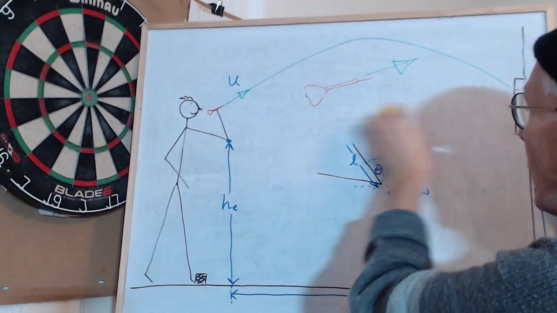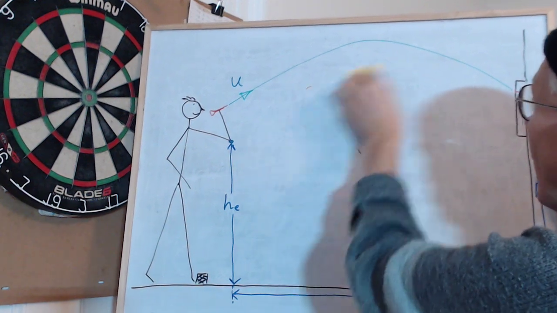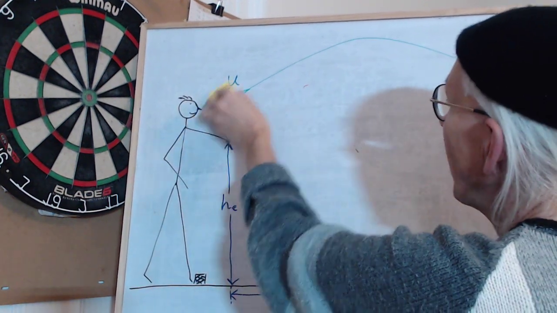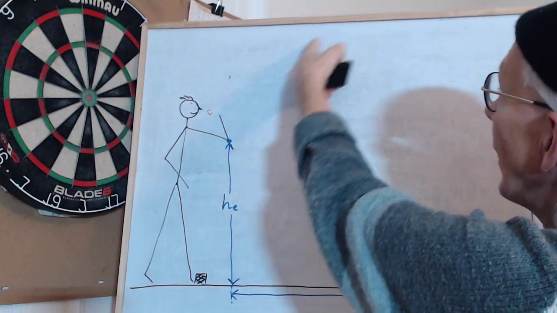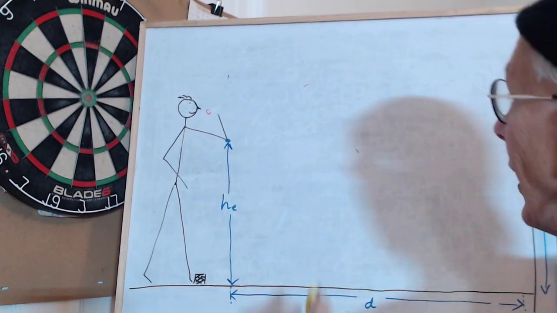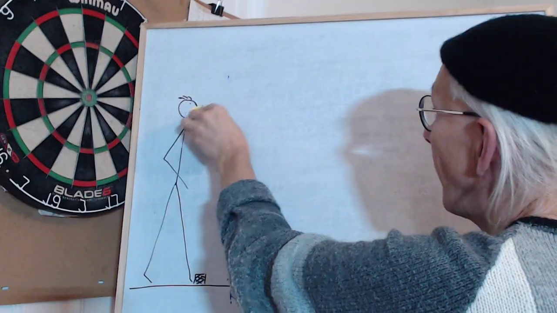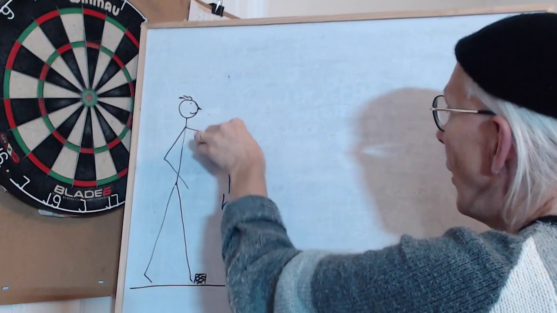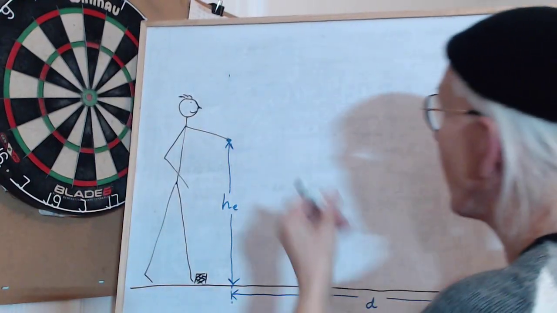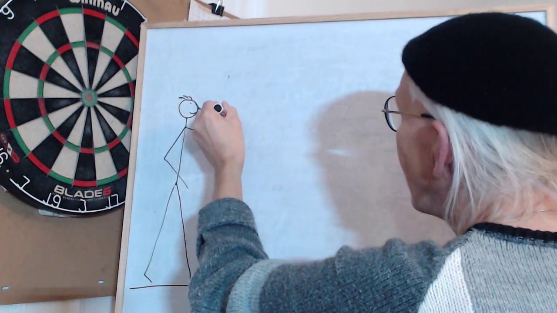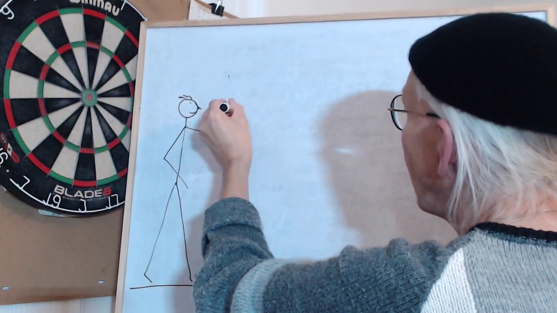So I'm going to take all this away, and I'm going to have to change this picture a bit, because if he throws the dart in that direction in outer space, it's not going to go anywhere near the dartboard, as we'll see. So his arm is going to have to be a lot further forward when he releases the dart, as we shall see shortly.